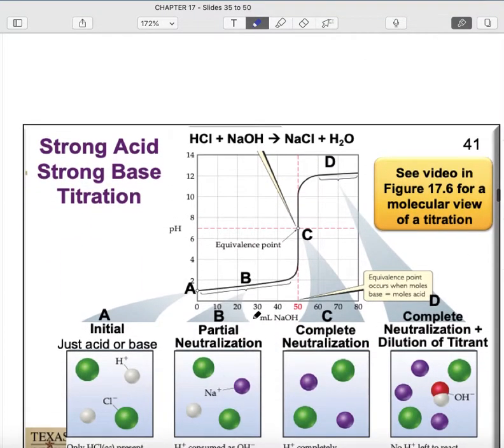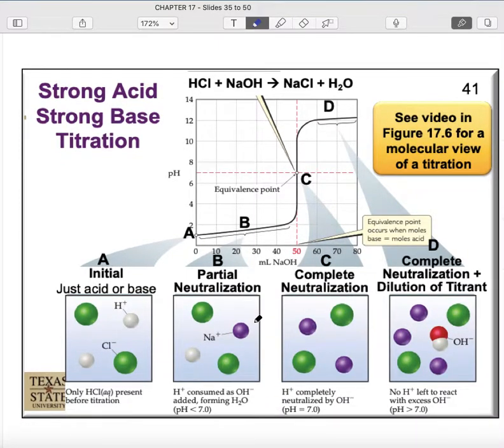All right, so this is what a titration curve would look like for a strong acid and strong base. And for the purpose of this demonstration, we're going to be talking about hydrochloric acid reacting with sodium hydroxide to form sodium chloride and water.